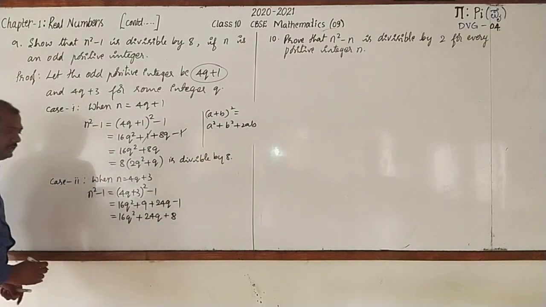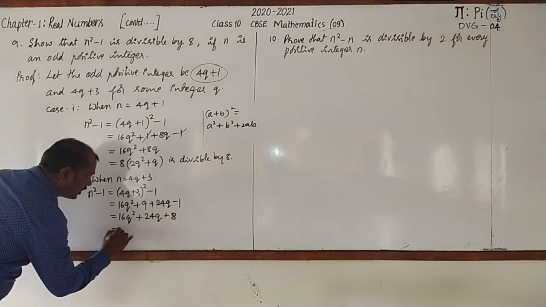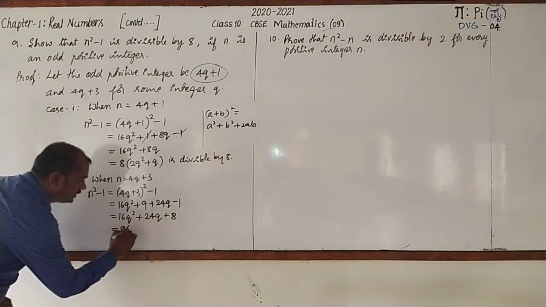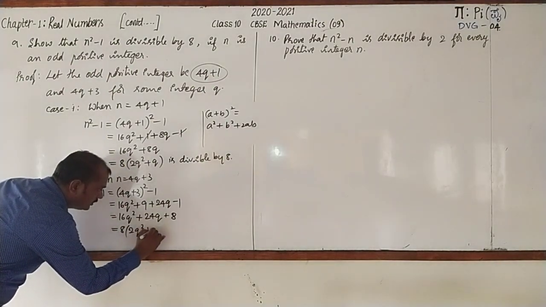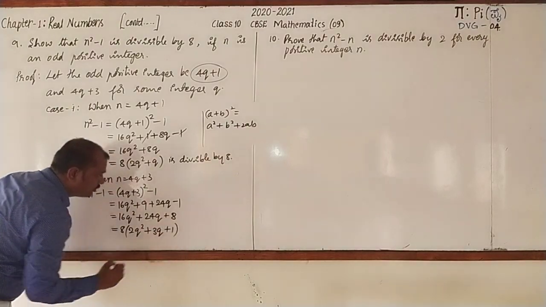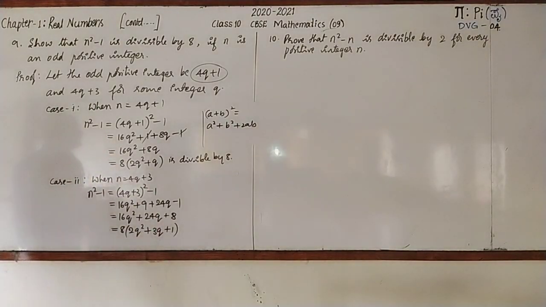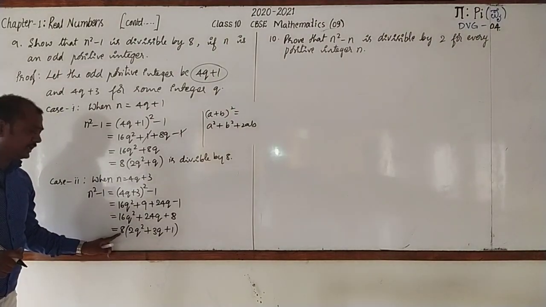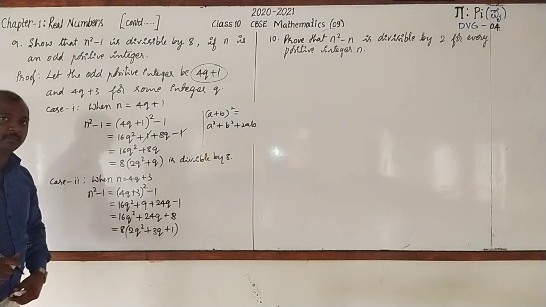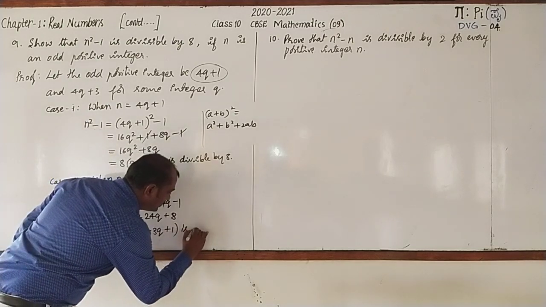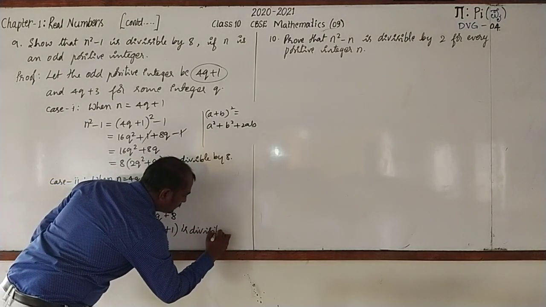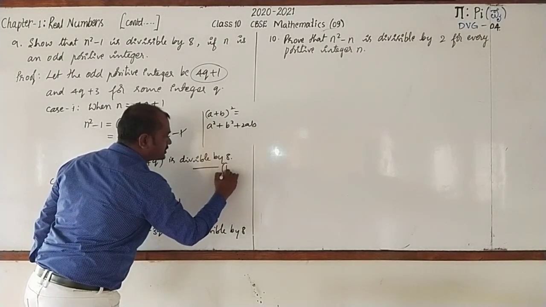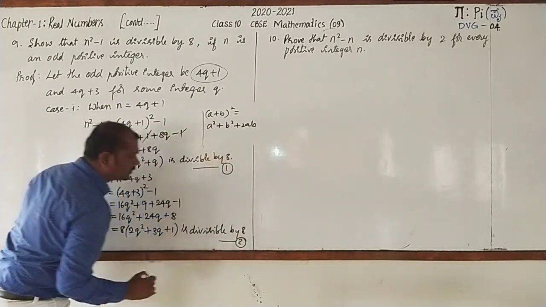It is 8. Again I can go for taking common factor. So now common factor is 8. It is 2q square plus 3q plus 1. Is it divisible by 8? Yes. Why? Common factor 8 is there. Then it is the multiple of 8. So it is divisible by 8. Now you may call this as statement 1 and this one as statement 2.